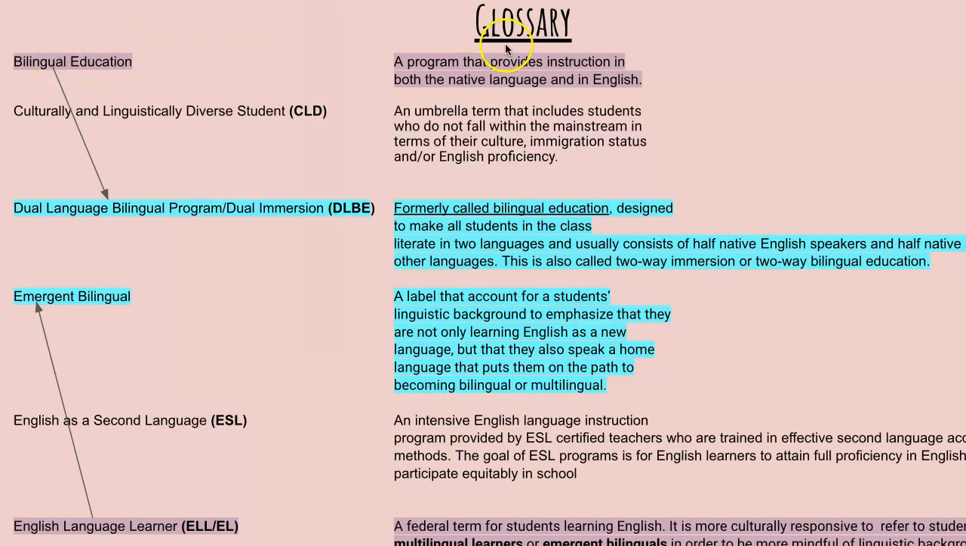So bilingual education, for instance, is a program that provides instruction in both the native language and in English, and it is now called dual language bilingual programs. I included this glossary just to help with terminology because my research paper was so extensive.